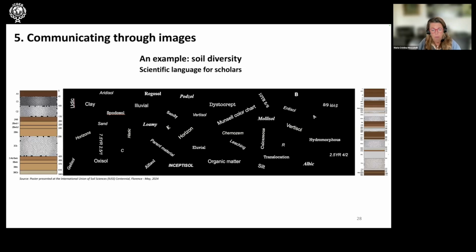For scientific language, for scholars, for pedologists, these are the terms that are used. I'm not a pedologist, but these are the terms that are normally used: the soil classification, soil taxonomy, the names of the horizons, the acronyms used for the color. You see here the soil profile, and each horizon is indicated by letters and numbers. A little bit complicated to be understood by ordinary people.